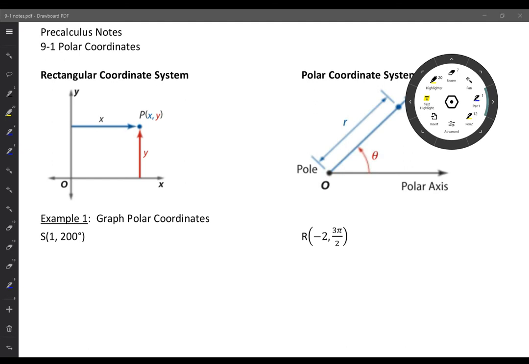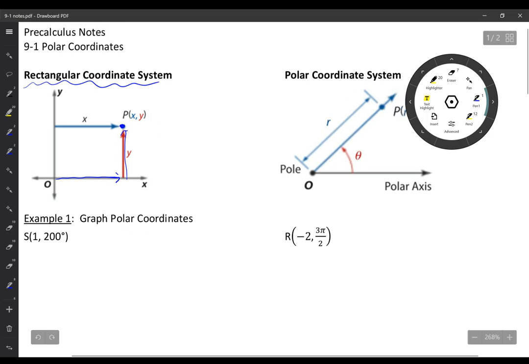9.1 polar coordinates. So this is just at the top of the page. I have a quick review of the rectangular coordinate system. With the rectangular coordinate system, we have an x coordinate. So we go across for x, and then we go up for y, and then we plot our point. And all the points are x, y.